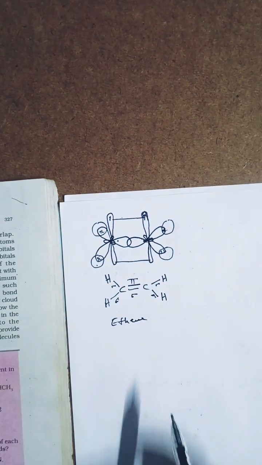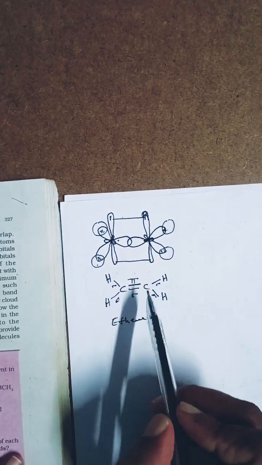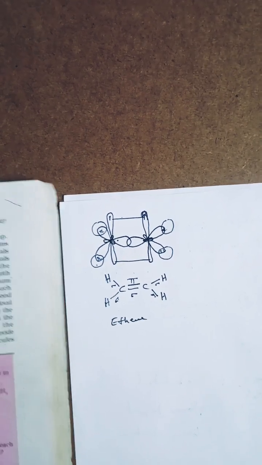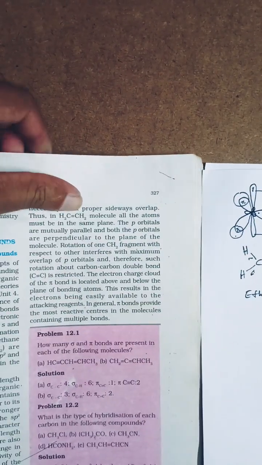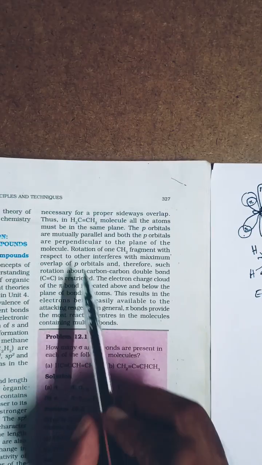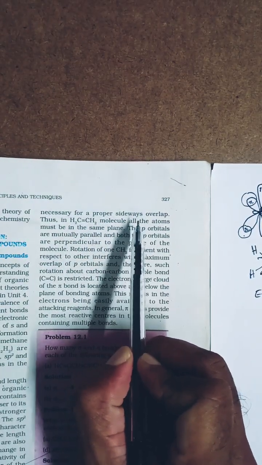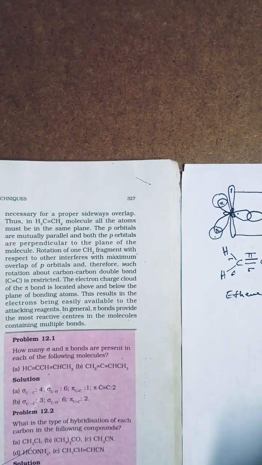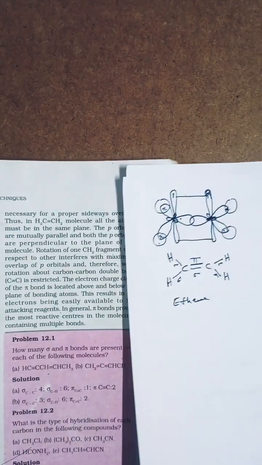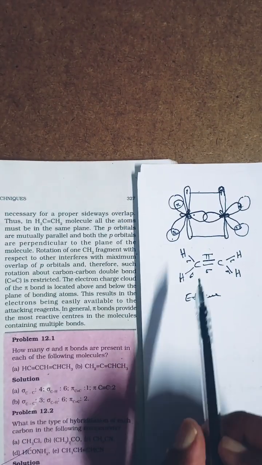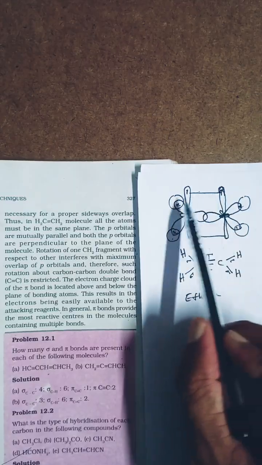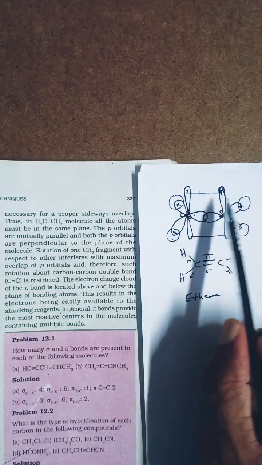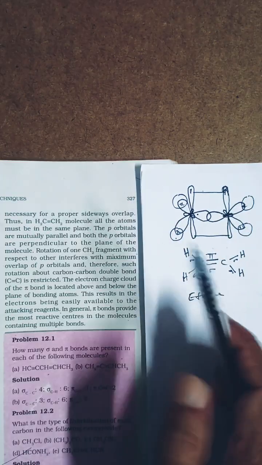In ethene, 4 sigma bonds are available and 1 pi bond is available. So here, a proper sideway overlap is necessary. Both the p orbitals are exactly parallel for proper sideway overlap.